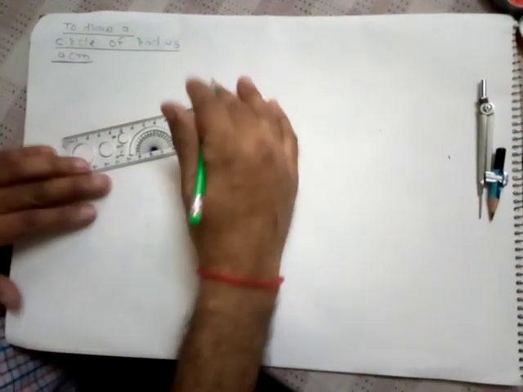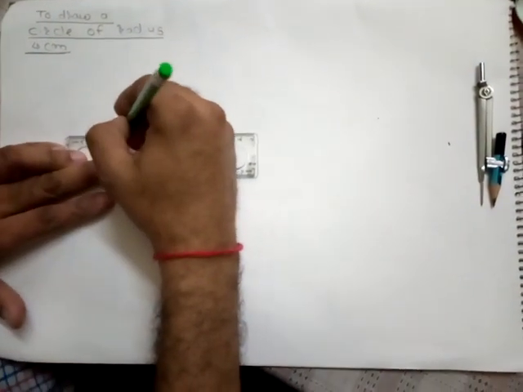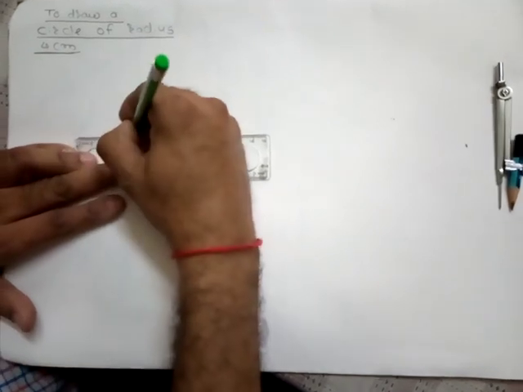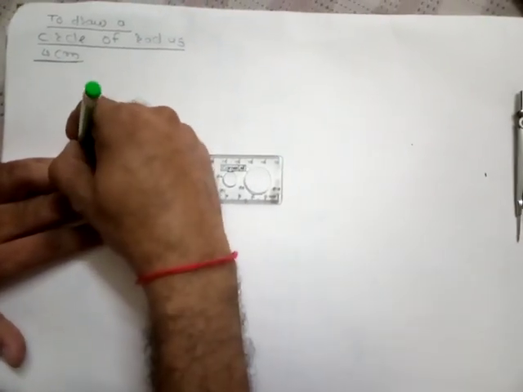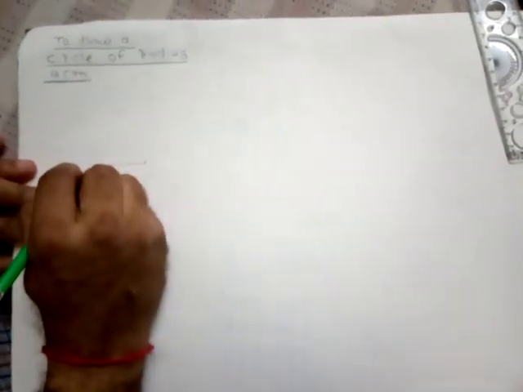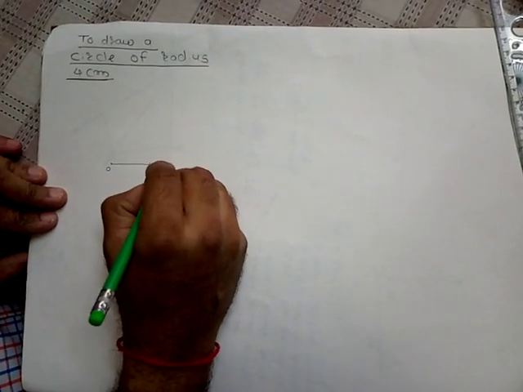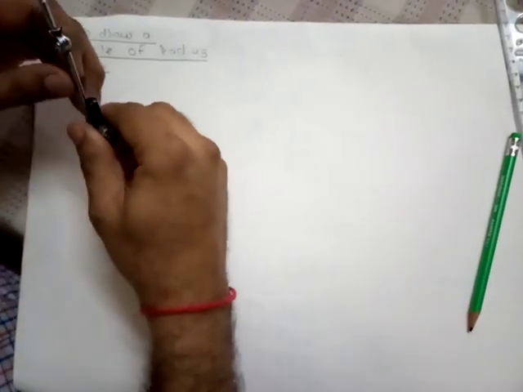Next, it said to draw a circle of 4 centimeter radius. So we are starting to draw. First of all, we are going to draw the given radius of 4 centimeter. So we are going to draw a line segment of exactly 4 centimeter length. We are going to give one end of this as O, which is the center of the circle, and another end as A. So OA forms the radius of the circle.